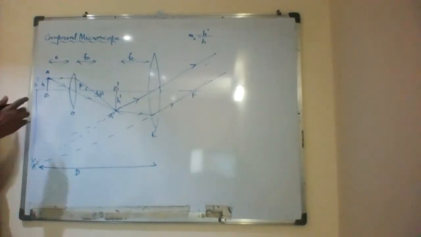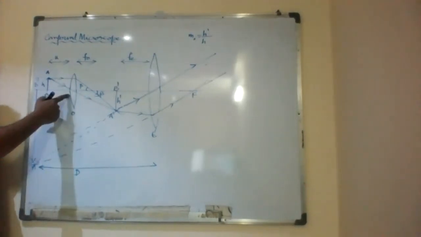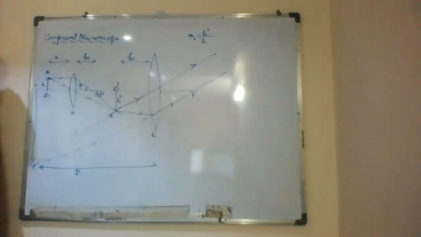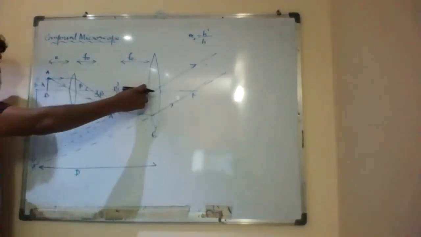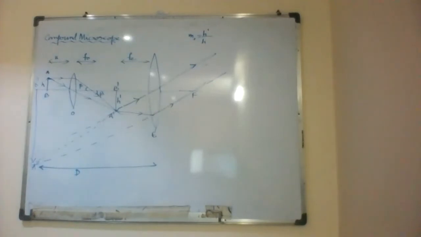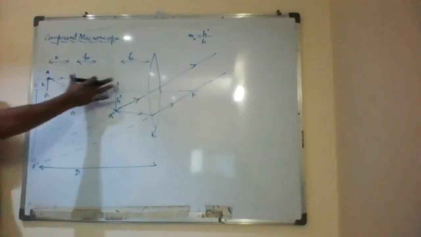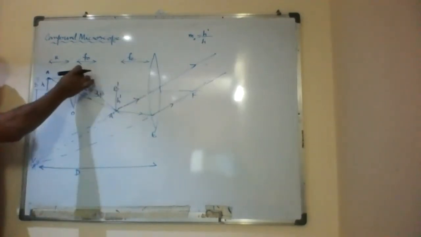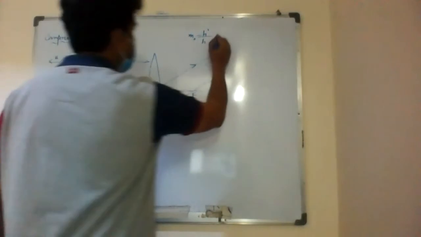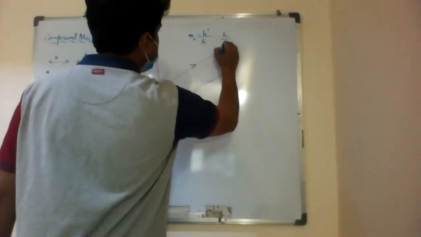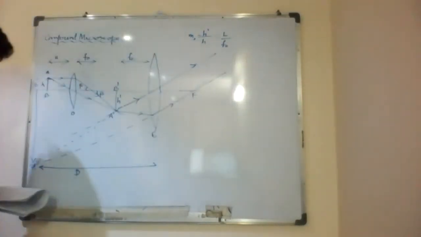Now suppose if the distance was F here, the image would be here. If the object was here, the image would be very close to the lens. Understood? It means exactly equal to the length of the barrel. What is this? This is nothing but the length of the barrel. So here H dash equals L by FO. So this is the value.